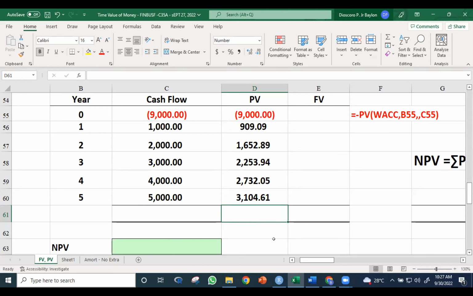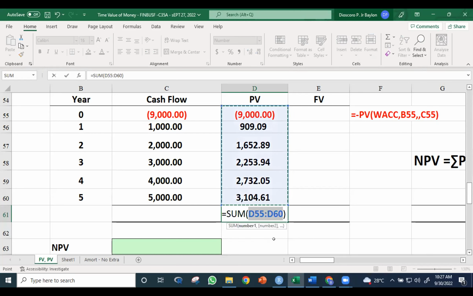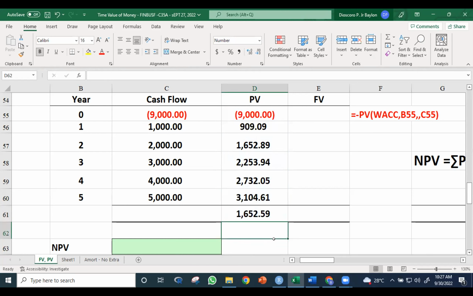So let's press Alt equal to, that's a shortcut for equals SUM. Alt and then equal to. It's 1652.59. So let me pause for a while to give you the chance to add the cash flow.